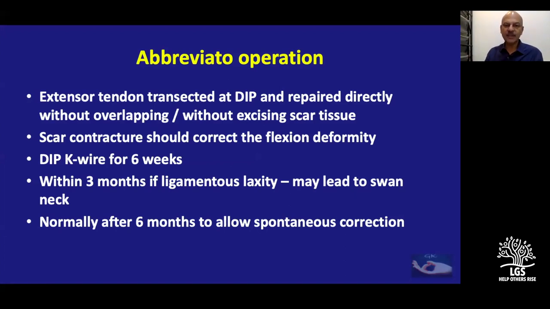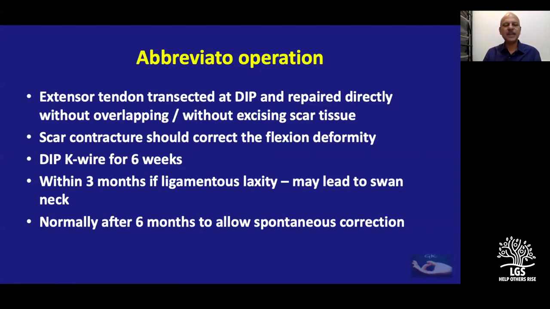The second is the abbreviato procedure, which is even smaller. Here, the extensor tendon is transected at the DIP joint and repaired directly without overlapping, without excising the scar tissue. Now, the scar contracture should correct the flexion deformity. This procedure is done with the assumption that we have created a scar over there, and this scar will cause a contracture and this will correct the problem. This procedure is based on the principle that the previous procedure where you excise the scar will lead to tightening of the extensor tendon and the patient will not be able to flex his DIP joint. So this is just you go in, cut the tendon, suture it, that's all.